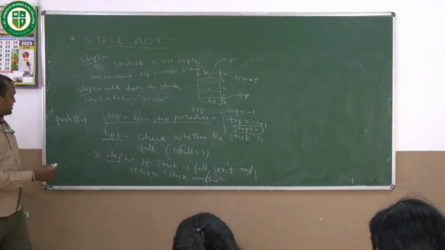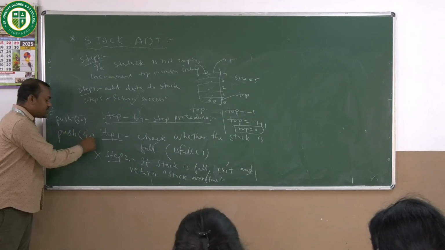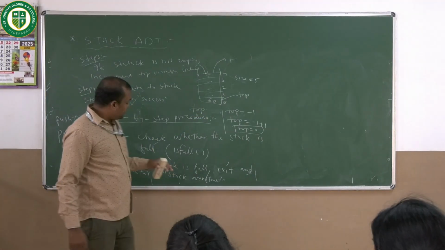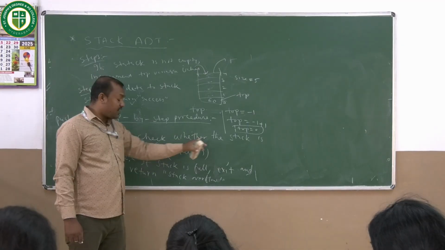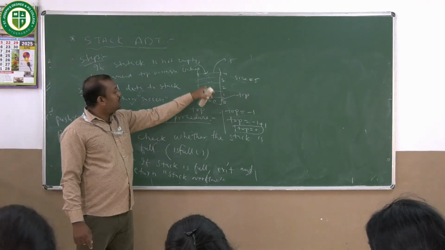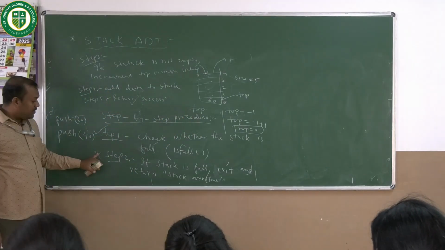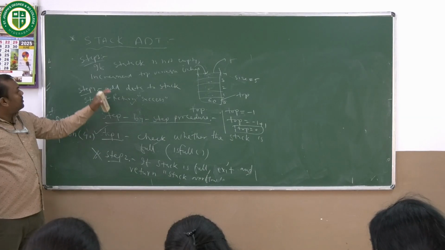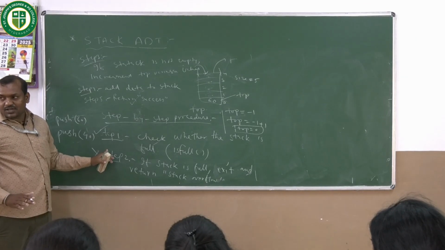Take another example. I want to insert another data, push 40. Your top variable is at this index. First, the same process: check whether the stack is full. No, the stack has only one data and the remaining is empty, so the stack is not full. The second step will not execute. It executes only when the stack is full, and the push function will exit there.